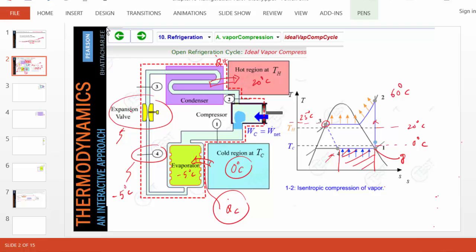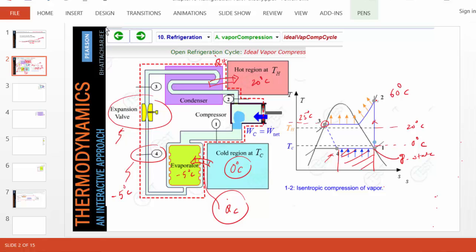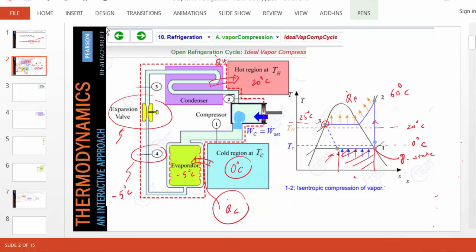So in summary, at state 4, we have a mixture of saturated liquid and vapor, and it boils in the evaporator, comes out as a saturated vapor at state 1, which is compressed isentropically to state 2 to superheated vapor. From there, it's cooled at a constant pressure where the heat out, Q dot H, happens. This is where Q dot C happens.